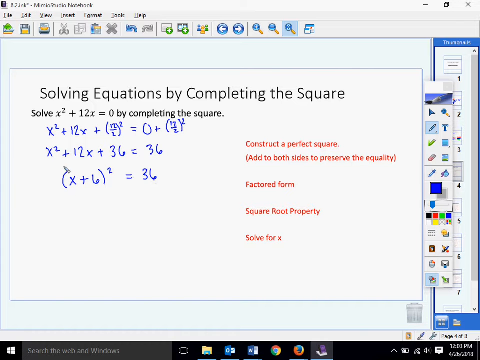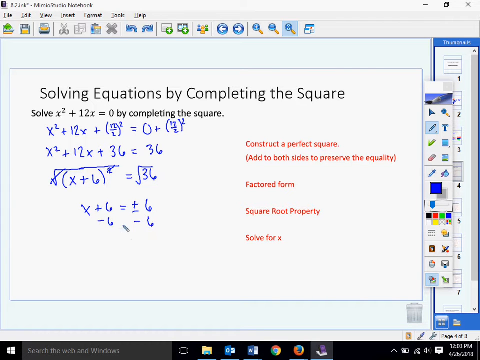Now I'm going to use the square root property. So essentially I'm square rooting both sides. The square root and the square cancel. I'm left with x plus 6 equals plus or minus the square root of 36, which is 6. And now I need to just solve for x because it's an equation that I'm solving for. I need to find an x value.